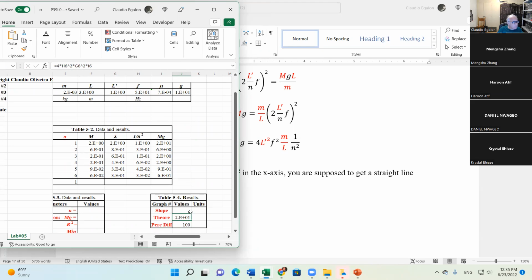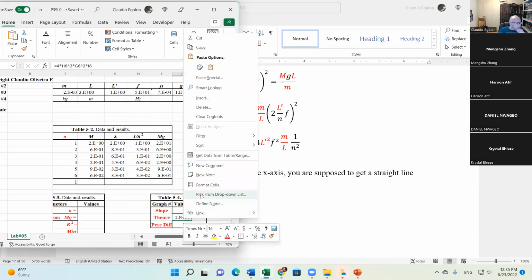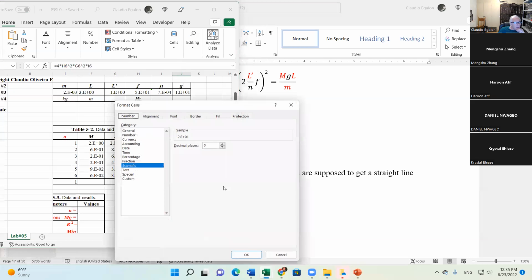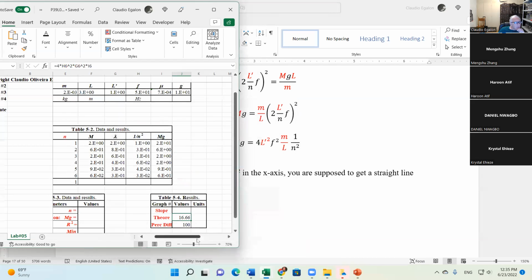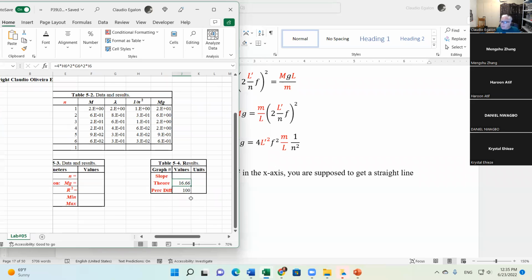Don't forget this one. I marked it in red, so don't worry about the significant digits. Let me put that in the numeric format. It should be around 16.66. Don't forget to put the units here. This slope should be close to this value. Is that clear? So let's start.